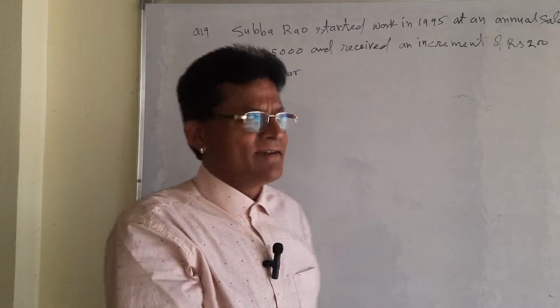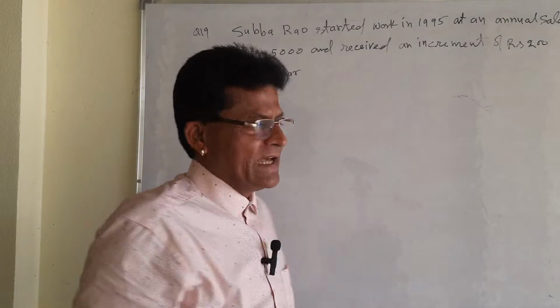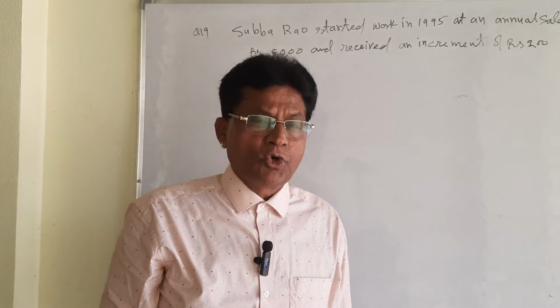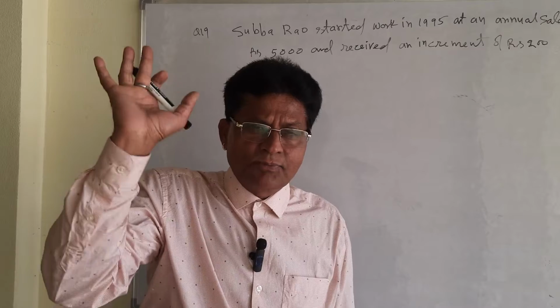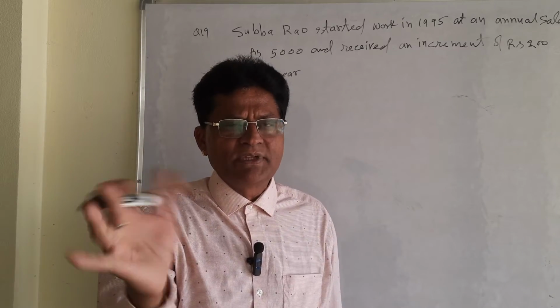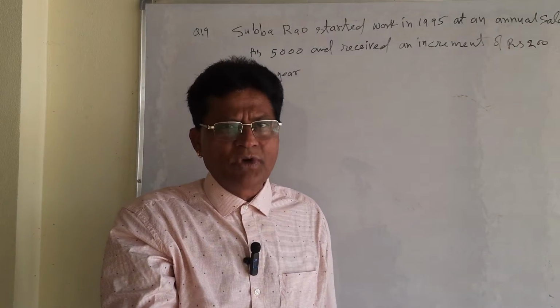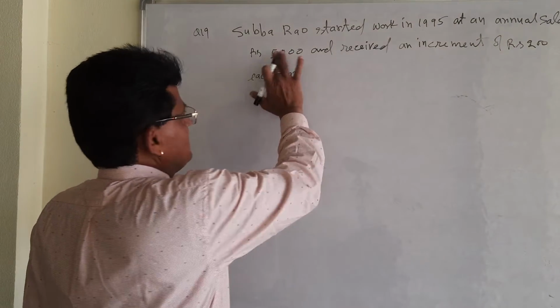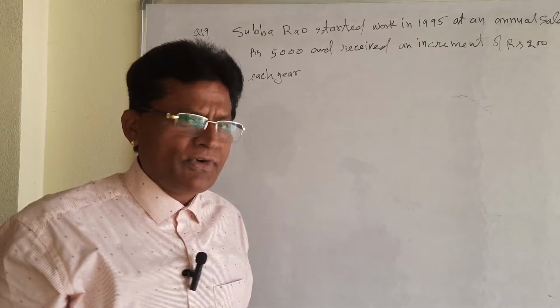You may understand, first term as well as common difference. Common difference, I told you, throughout the progression remains the same. Every year it will increase 200, which means the common difference will be 200, and first term initially A will be 5,000.